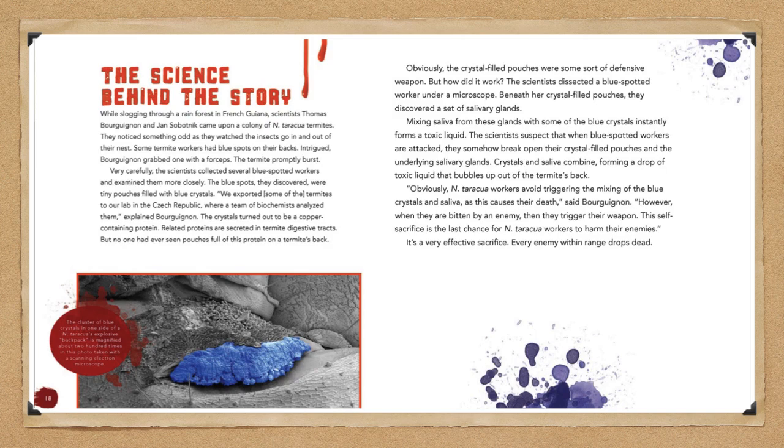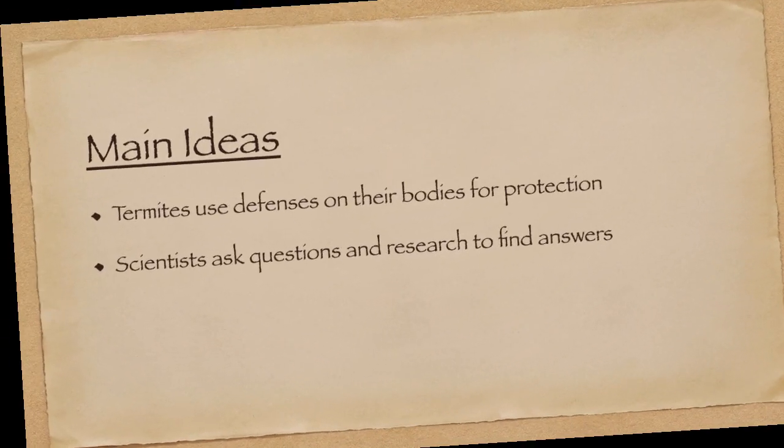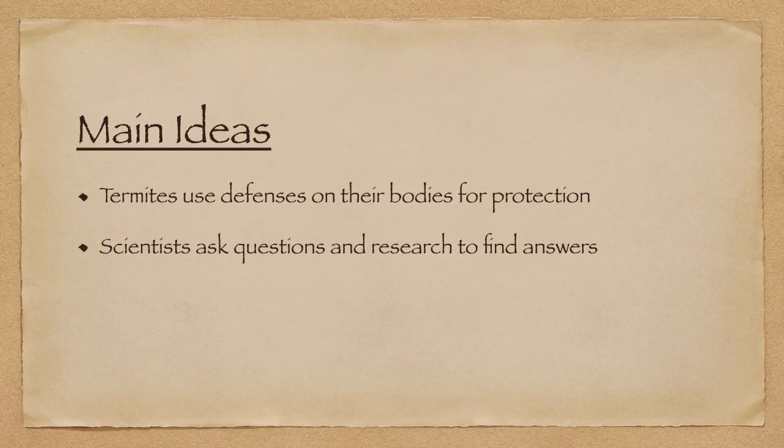So often a main idea is taught in multiple places, and you'll see threads all woven together. So we need to look beyond the obvious. Where does the author give us subtle clues to support the main idea? What main ideas in this text are we seeing, and how do they all go together? Well, I think there might be two main ideas here. One is that termites use defenses on their bodies for protection, and the other one is that scientists ask questions and research to find answers.